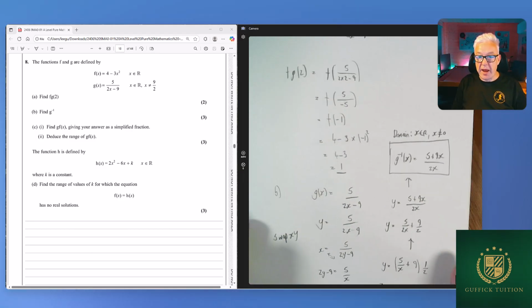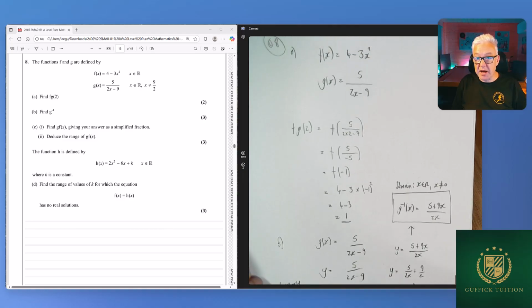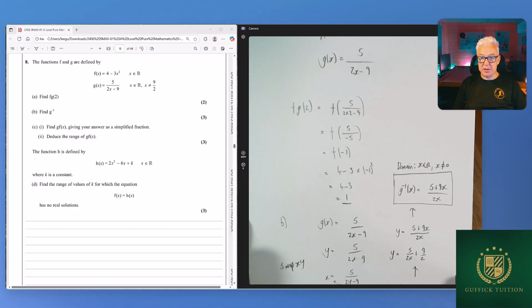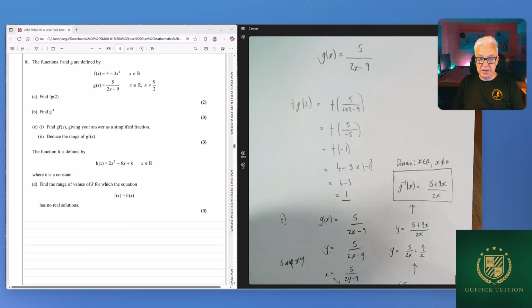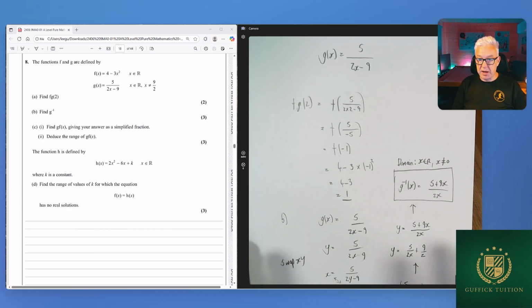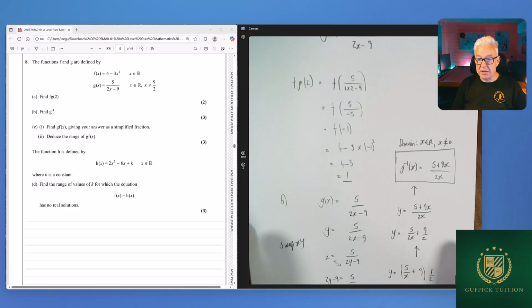So we need to work out f of minus 1, and f of x is 4 minus 3x squared. So that is going to give us 4 minus 3 times by minus 1 squared. So that is going to be 4 minus 3, so that is 1. So that's the answer to question 8, part A.